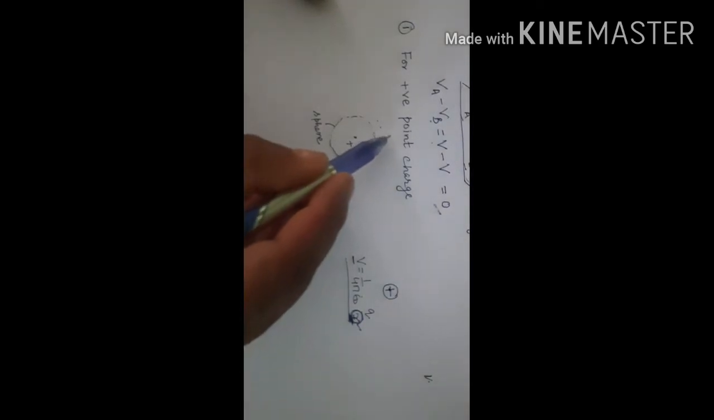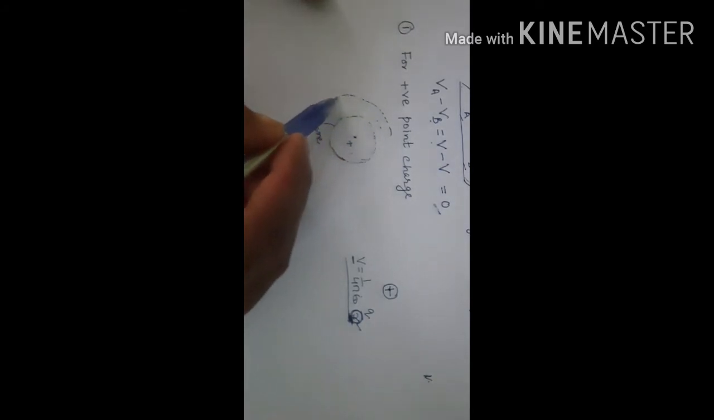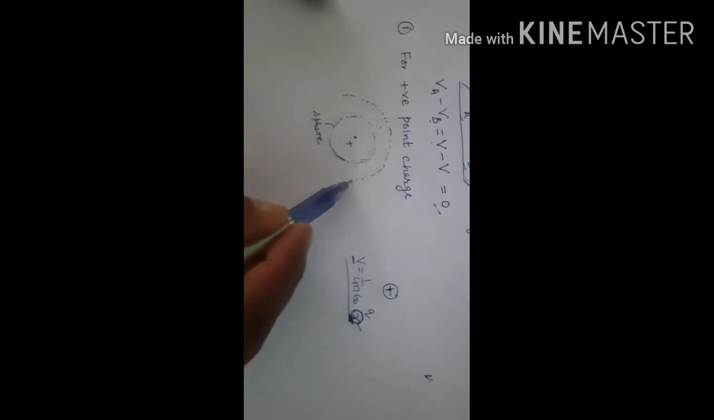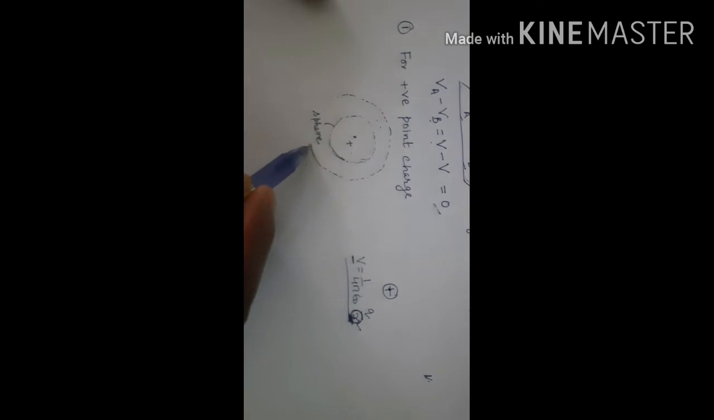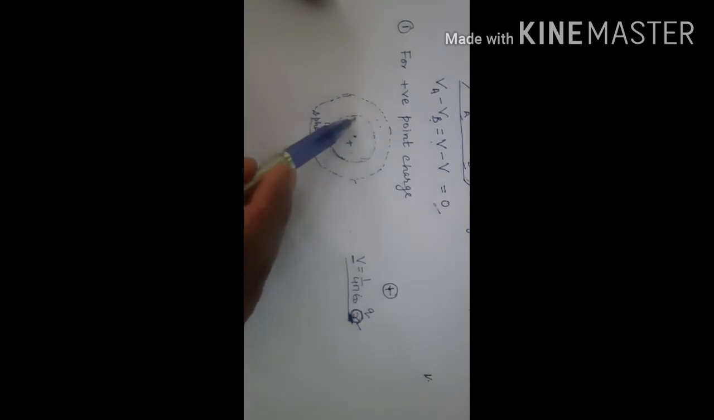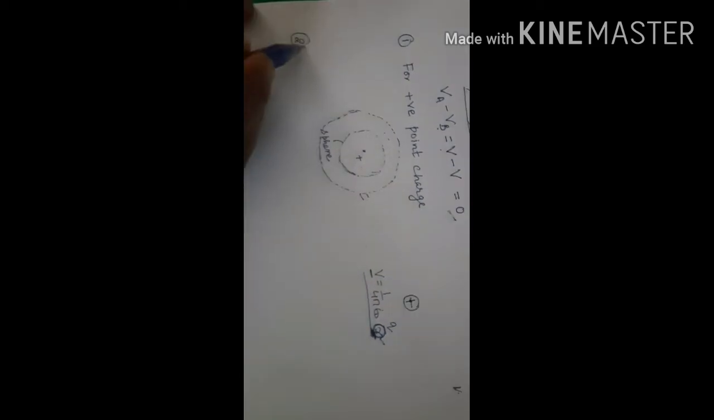Similarly, if I draw another sphere of a bigger radius, this is your sphere of a bigger radius. So this is our second equipotential surface. This is also equidistant from the charge. R is the same at all points of this sphere. So this is also another equipotential surface.